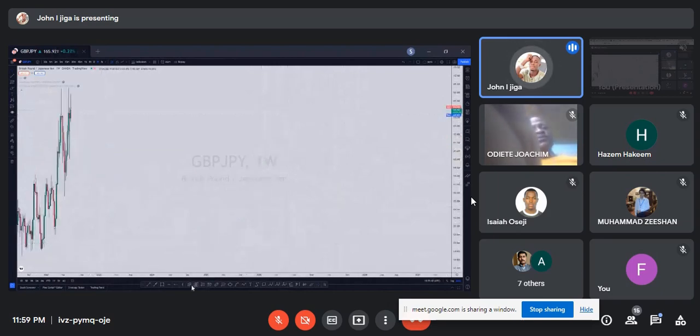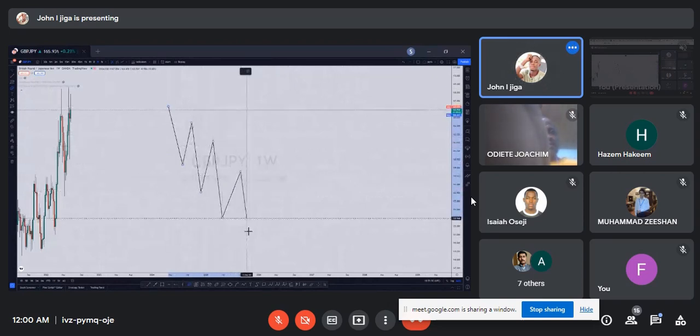Okay, so basically, we know the basic rules of structure, right? Which is the lower low, lower highs, lower low, lower highs, lower low, lower highs, and the lower low. Right? Everyone understands this because when it comes to trading in general, this is basically the first methodology which you're taught.